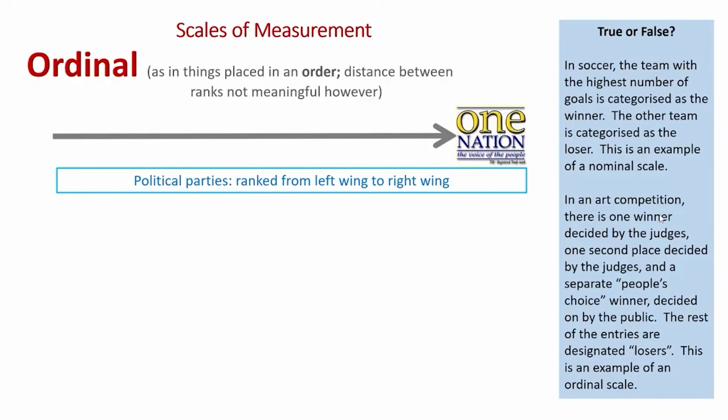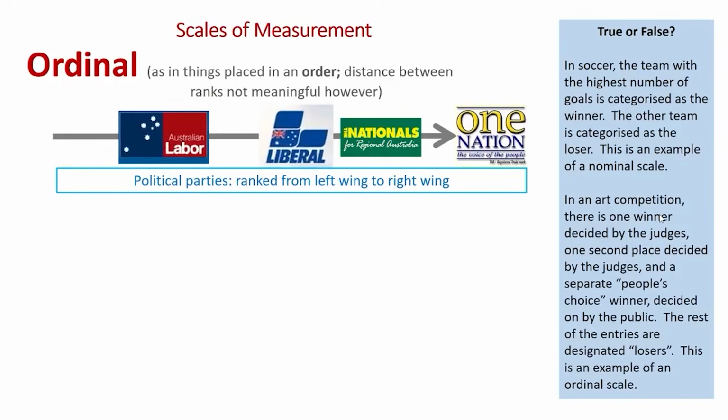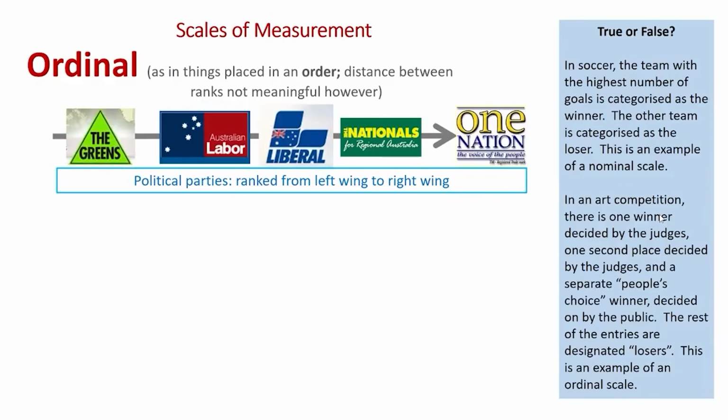So maybe people would describe One Nation as very right-wing, Nationals as slightly less right-wing, Liberals as slightly less right-wing than that, Labour as starting to get a bit left-wing, and the Greens as more left-wing than Labour.